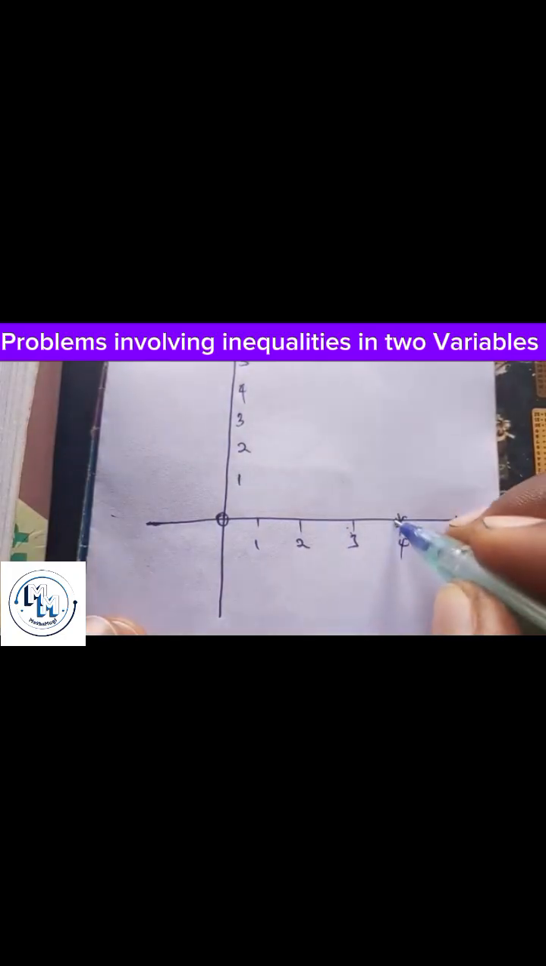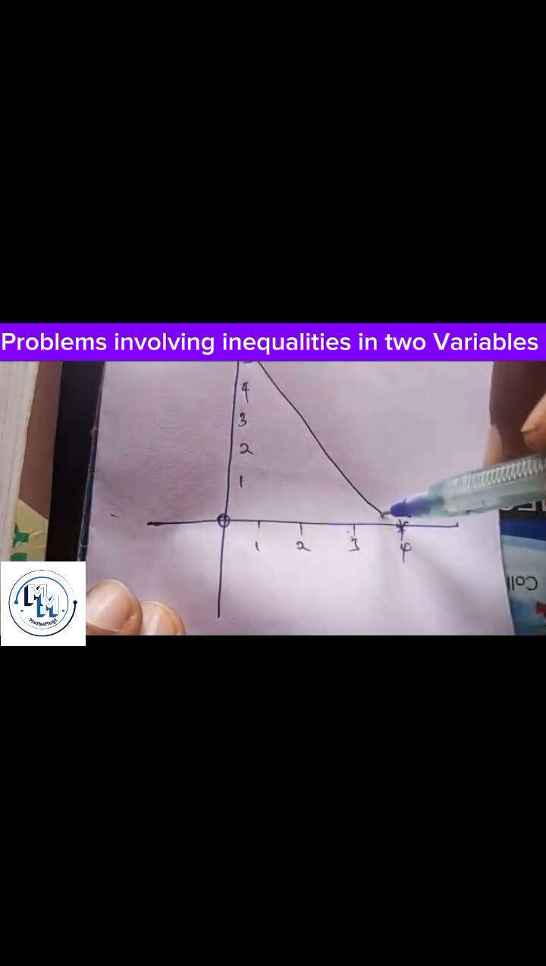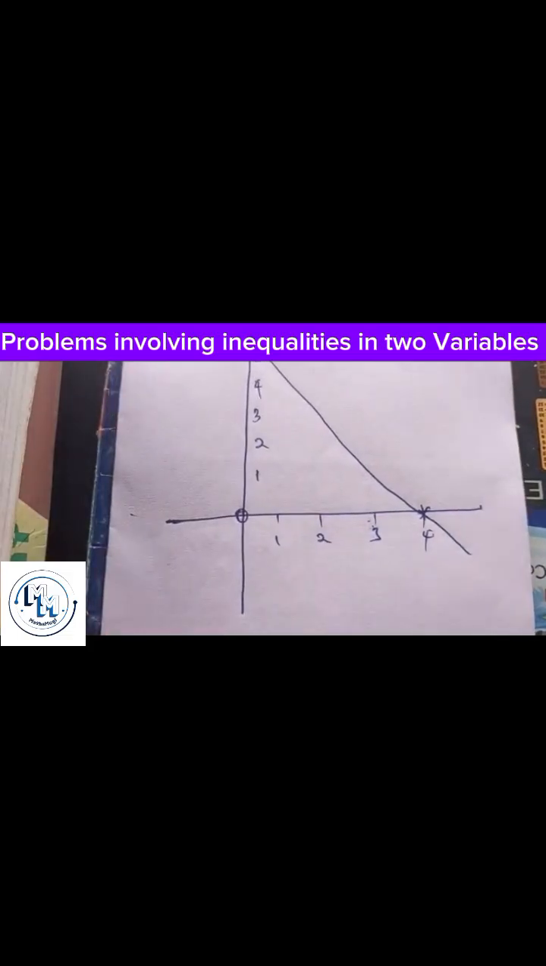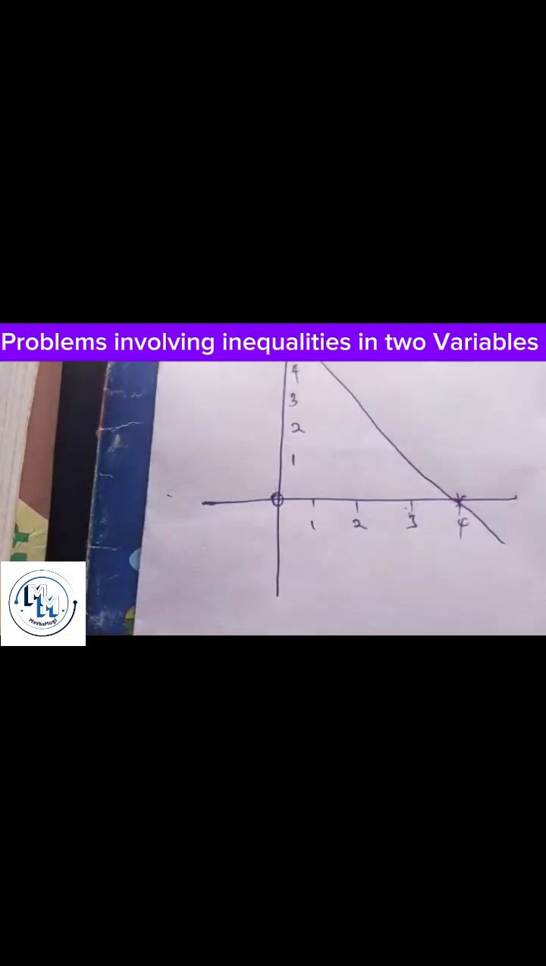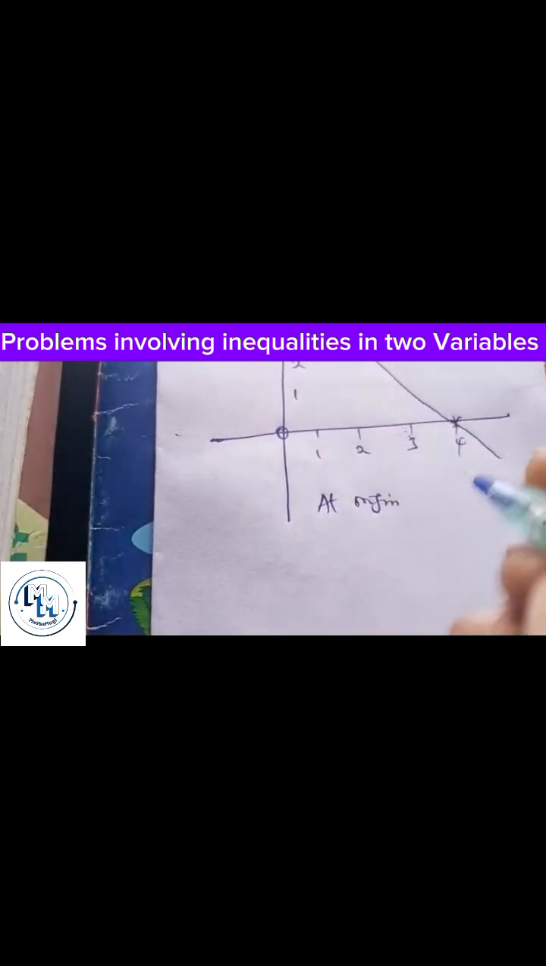Now, when y is 0, what is x? Watch here. X is 4 when y is 0. Now, use a straight ruler here to trace it. Is that okay? Now, at this point, let's have a test for the origin. Okay? Now, at the origin, where both x and y are 0.